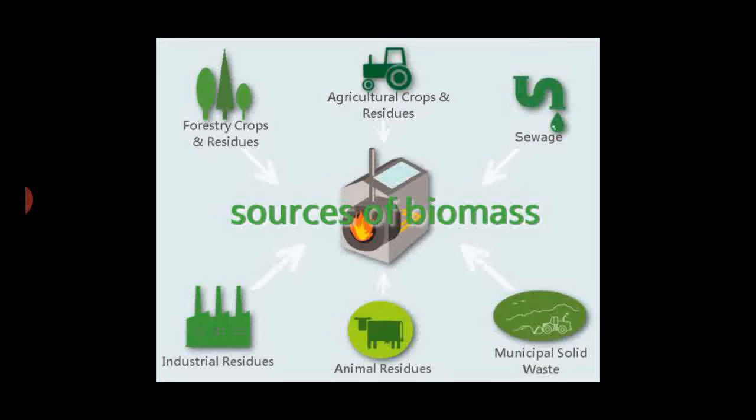So when this material which contains chemical energy is burned, the energy is released as heat energy. We know that energy can be converted from one form to another. For example, potential energy can be converted into kinetic energy, and kinetic energy can be converted into some other form. In a similar way, this chemical energy can be converted into heat energy when we burn it.